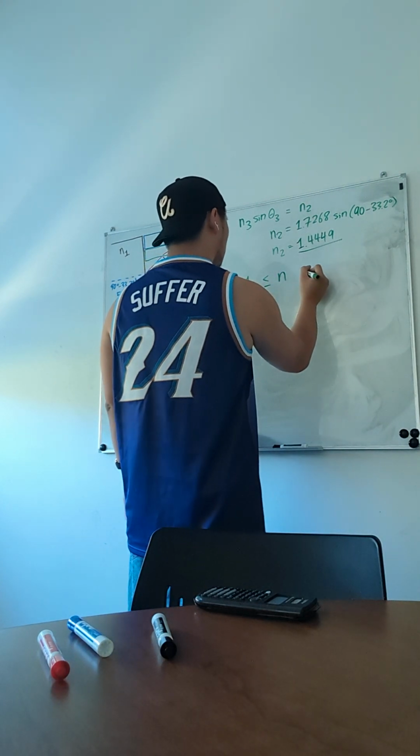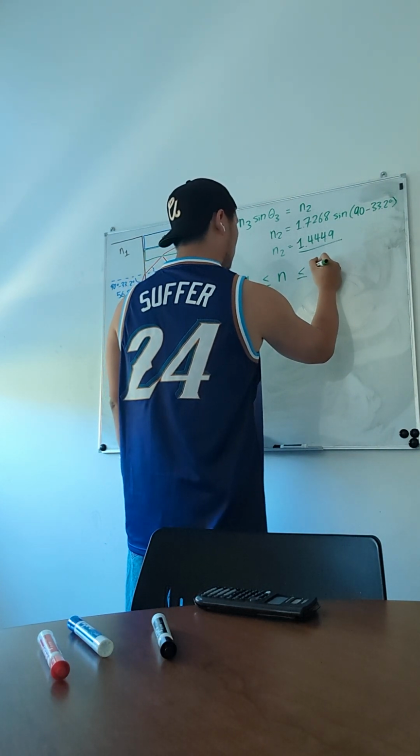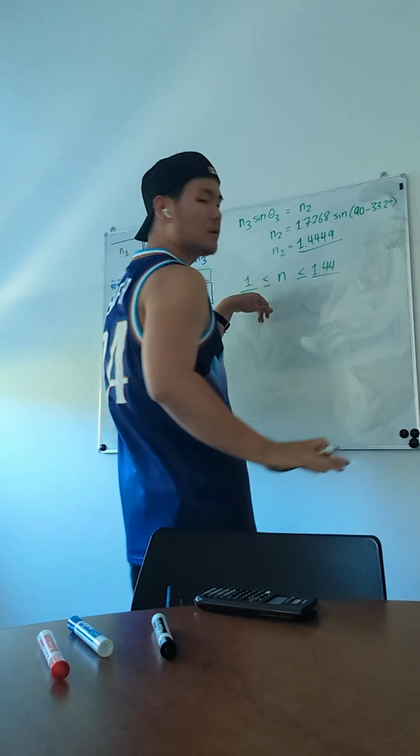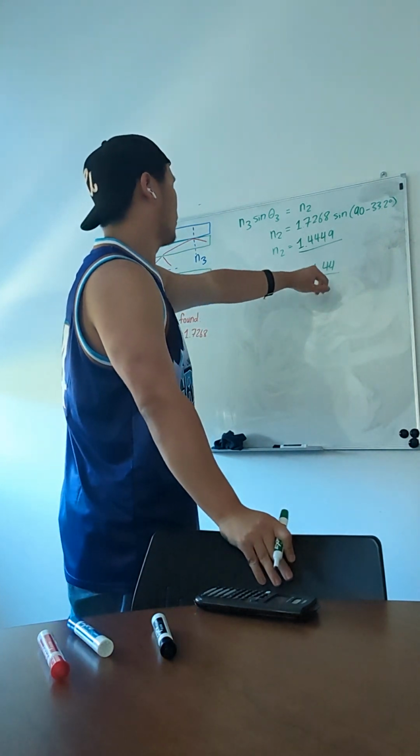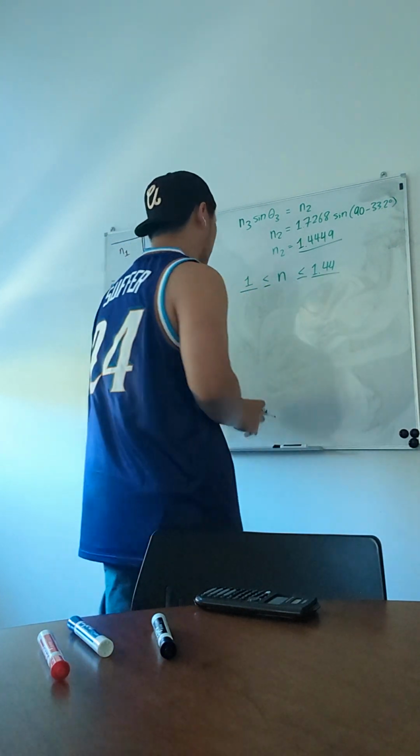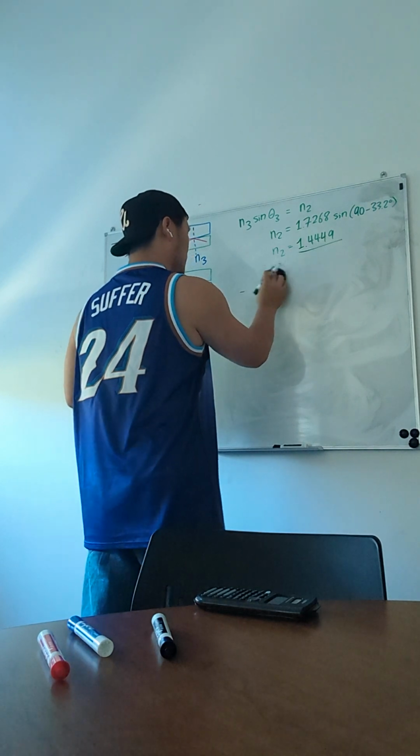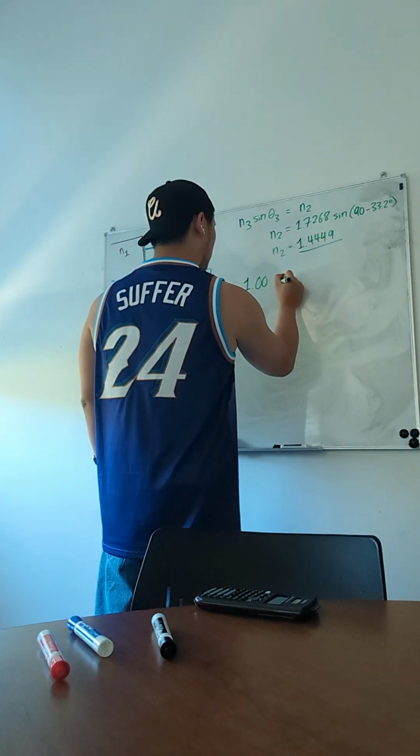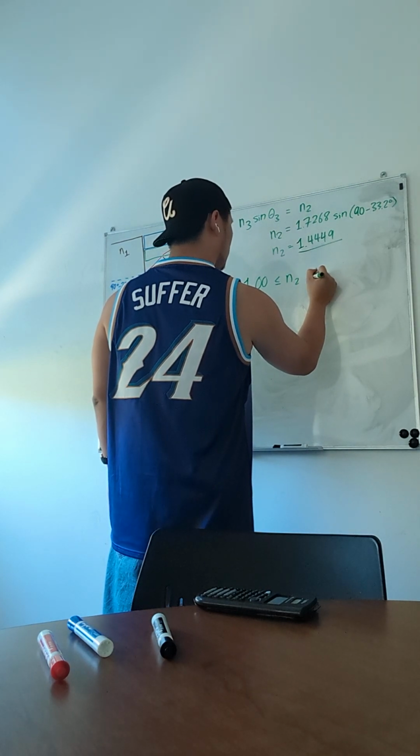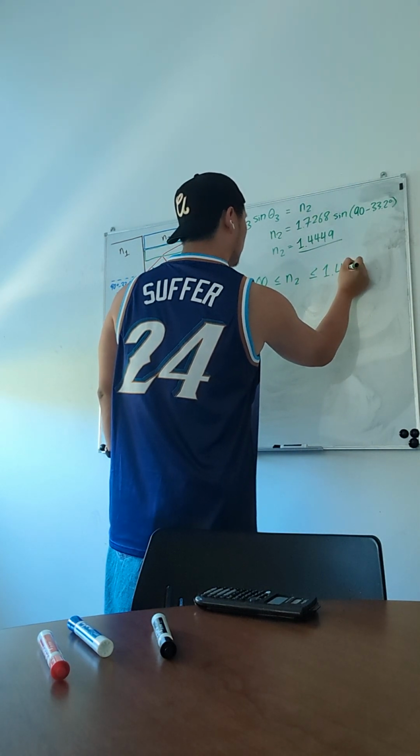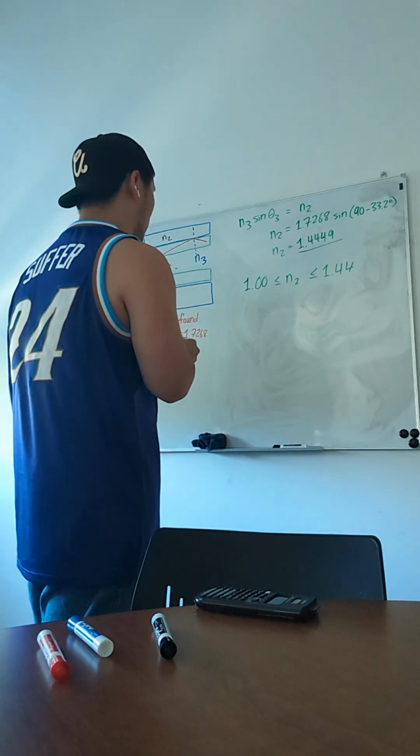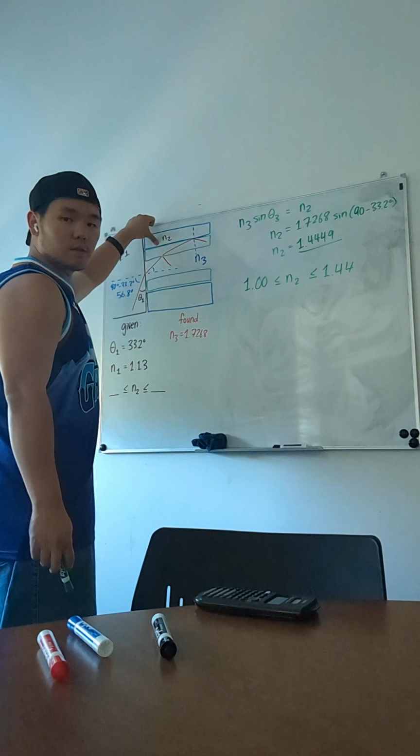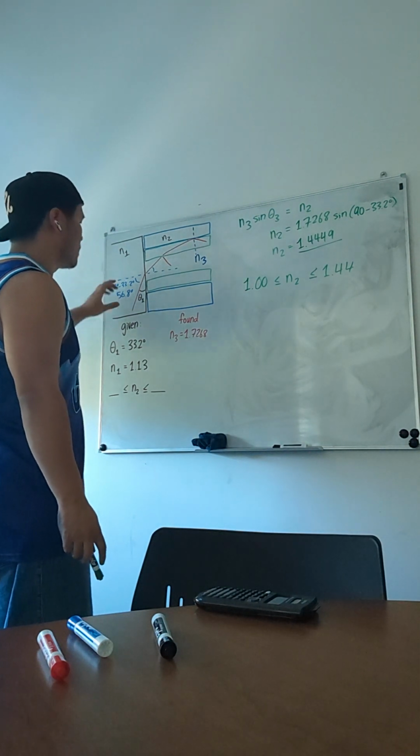So what we're left with is N between 1 as a minimum and 1.44 for our sig figs. But let's clean this up a bit more for the sig figs. What we get is 1.00 less than or equal to N2 less than or equal to 1.44 as our range of possible values for N2 that would make this situation happen given this information.